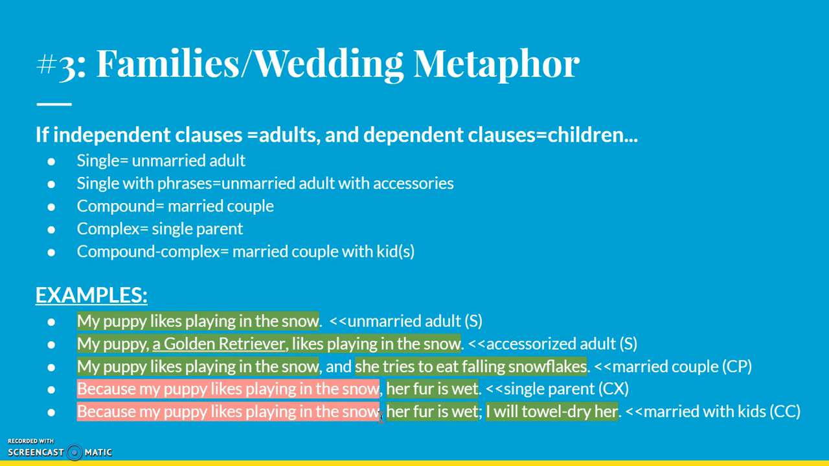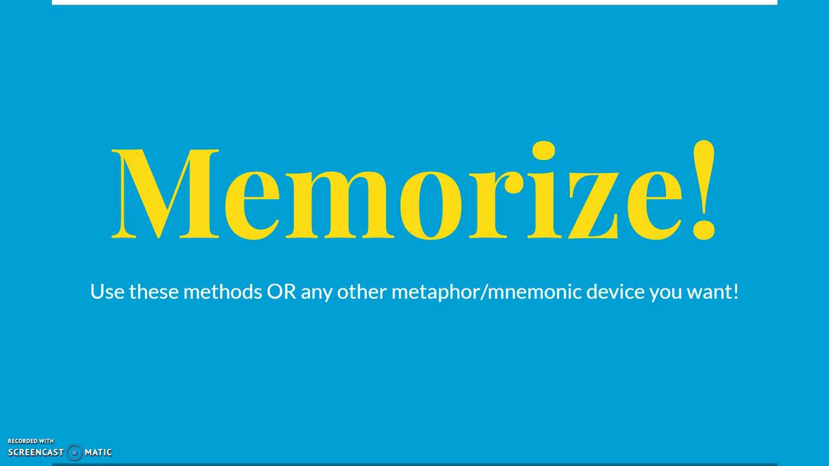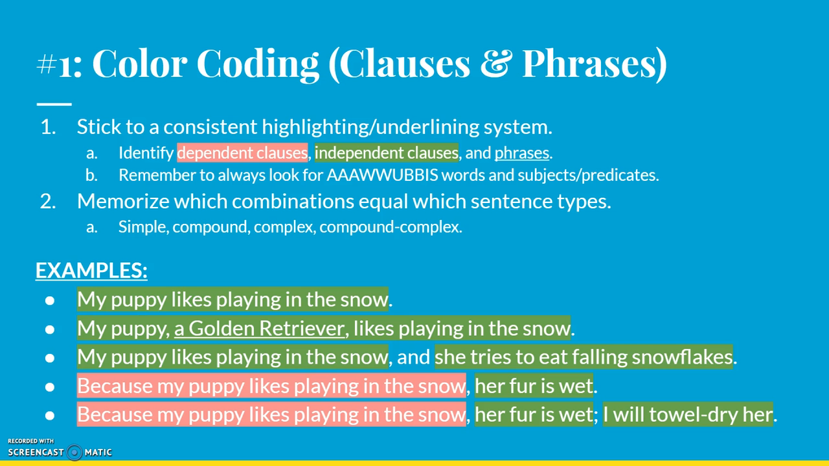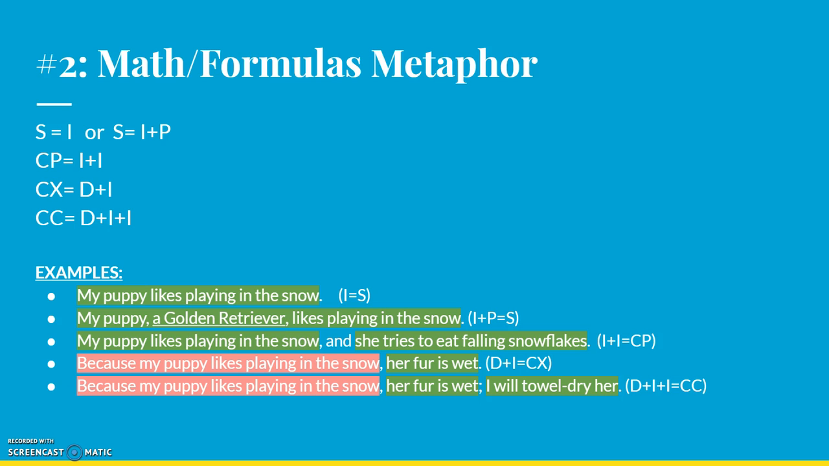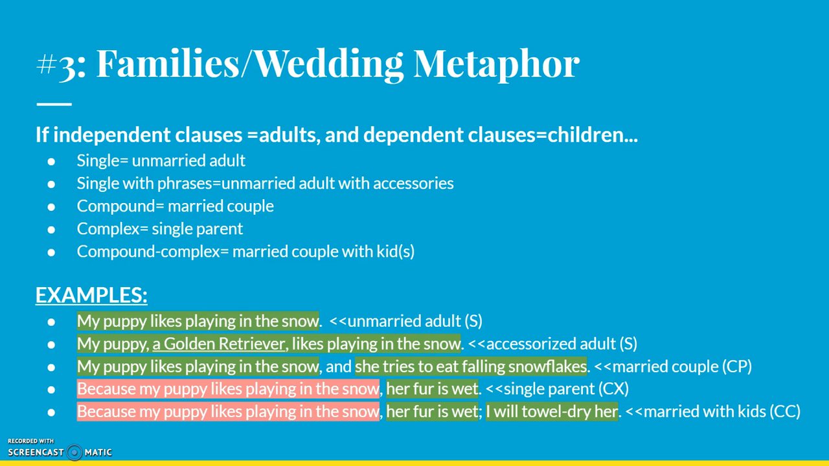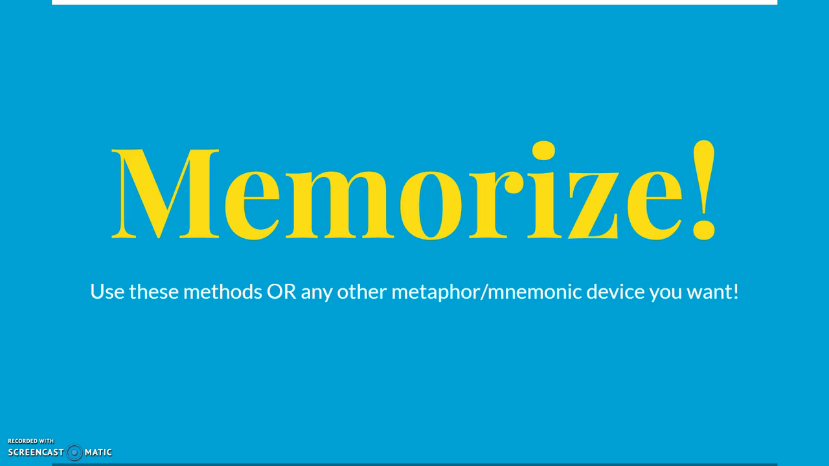Now, this metaphor might work beautifully for some of you. For other people, it might be even more confusing or create unnecessary complications. So if this metaphor doesn't work for you, just ignore it and move on. But it helps enough people that I like to bring it up as an option. At the end of the day, all 3 of these memory tricks require you to memorize. It doesn't matter if you're looking at color coding and patterns, or formulas, or complicated metaphors. You're going to have to memorize the 4 sentence types and what they contain in some fashion.